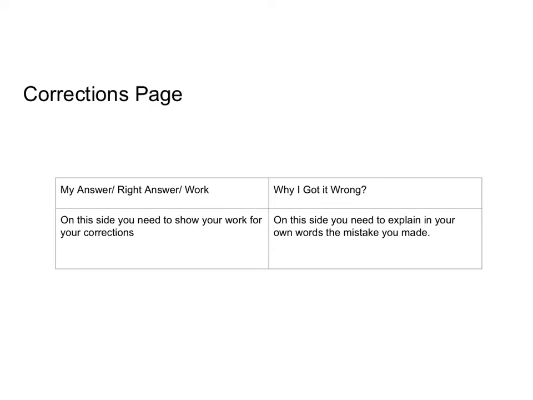In the right hand column, you're going to write why you think you got it wrong. Where did you make your mistake? So that way on your retest you don't make the same mistake. If you got the question correct, then you can skip that part of the video and go on to the next question. There's no need to do a correction on something you got correct.